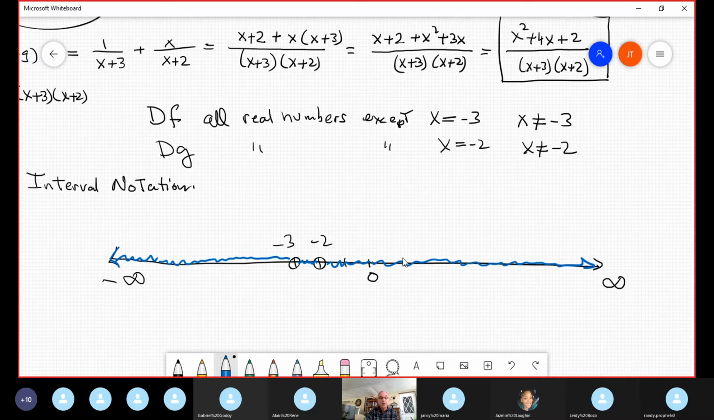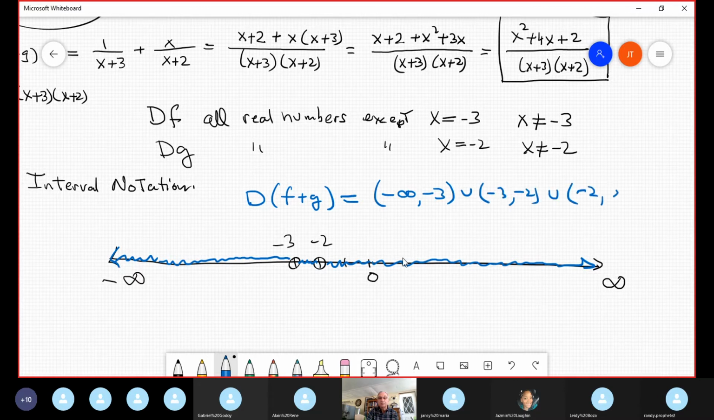That's the conclusion. The domain of the function f plus g is parenthesis -infinity, -3, union, -3, -2, union, -2, infinity. And that's the story. Do you understand this very well or no?